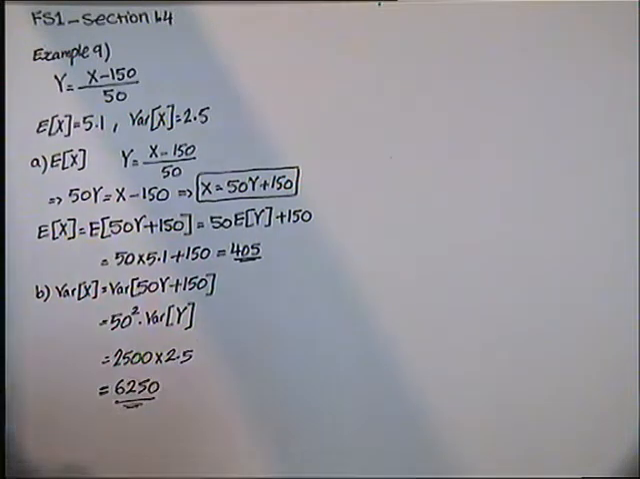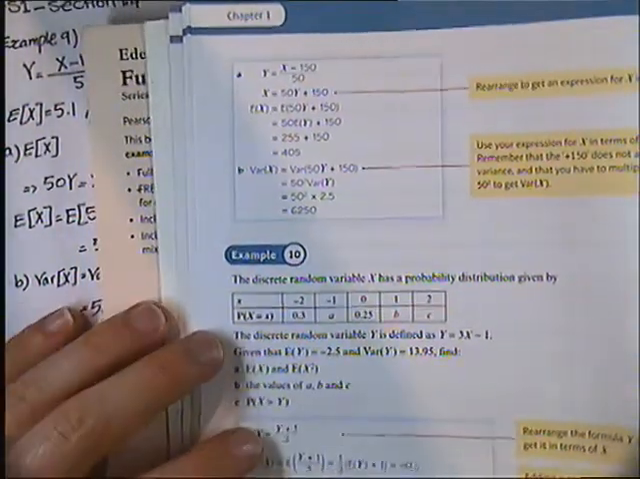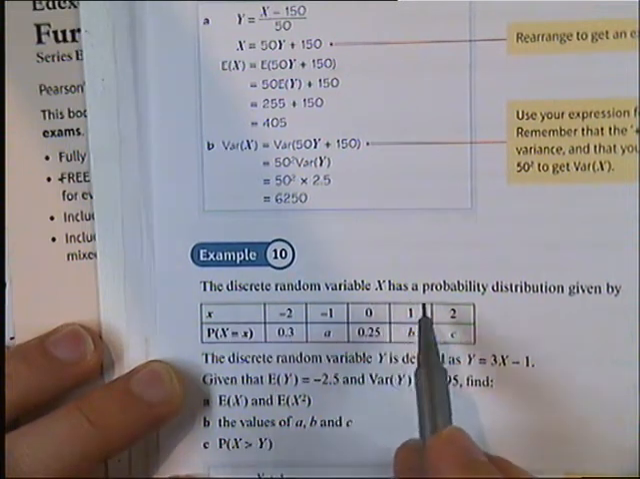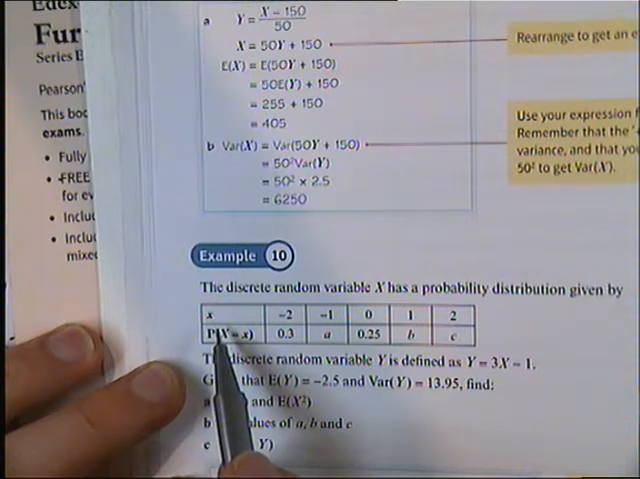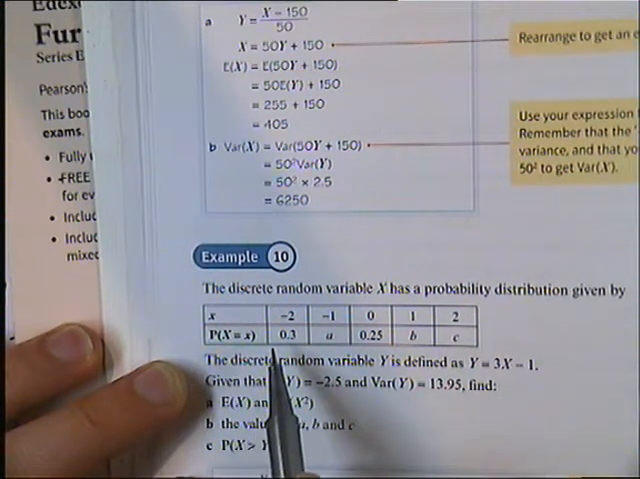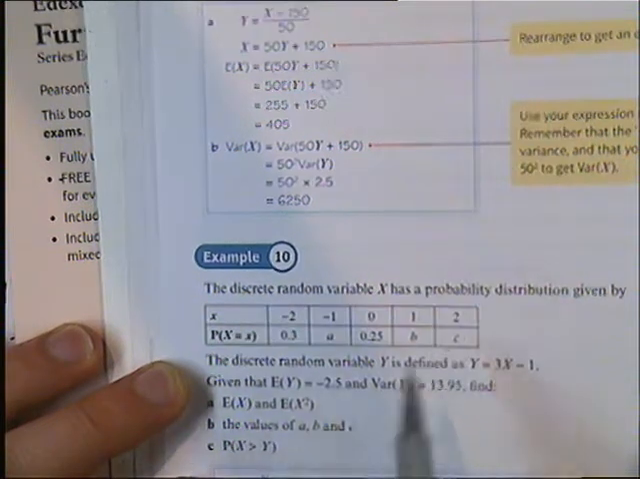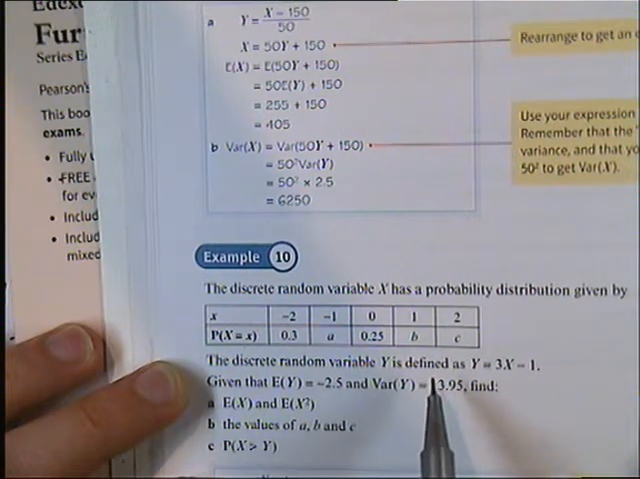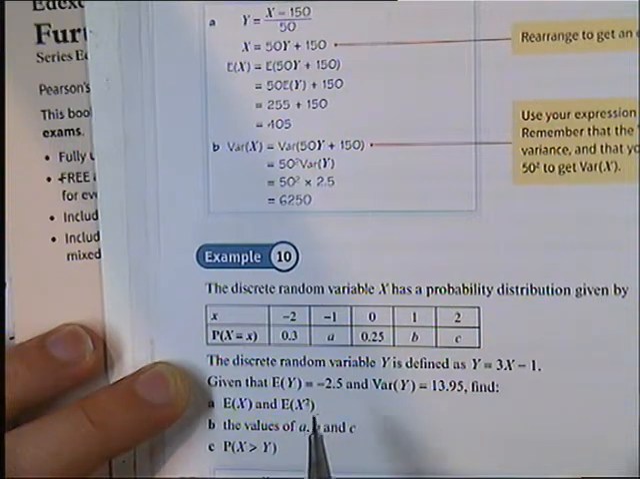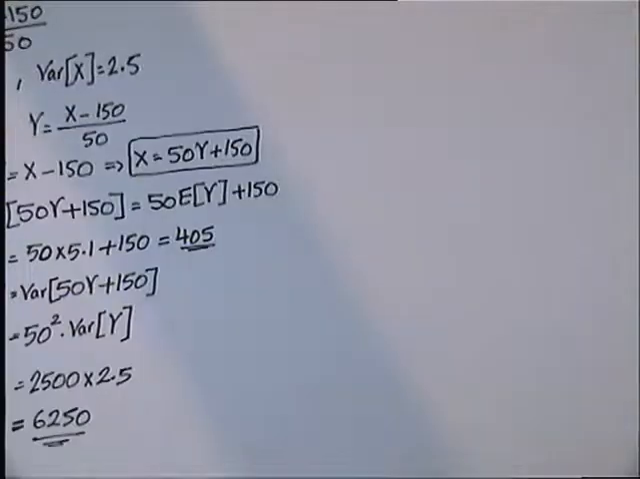Now let's move on to the second example, or example 10 rather. The discrete random variable x has probability distribution given by the values for x: minus 2, minus 1, 0, 1, 2, and the probabilities for each one respectively are 0.3, a, 0.25, b, and c. The discrete random variable y is defined such that y is equal to 3x minus 1. Given that E of y is equal to negative 2.5 and variance of y is equal to 13.95, find a, E of x and E of x squared, b, the value of a, b, and c, c, probability of x greater than y.